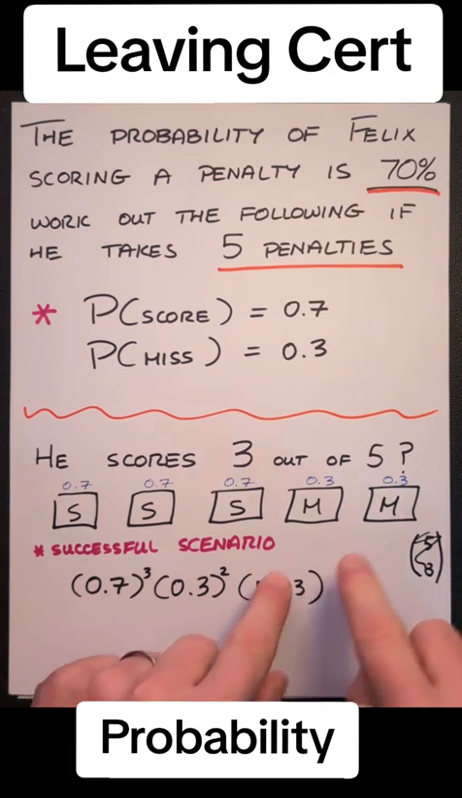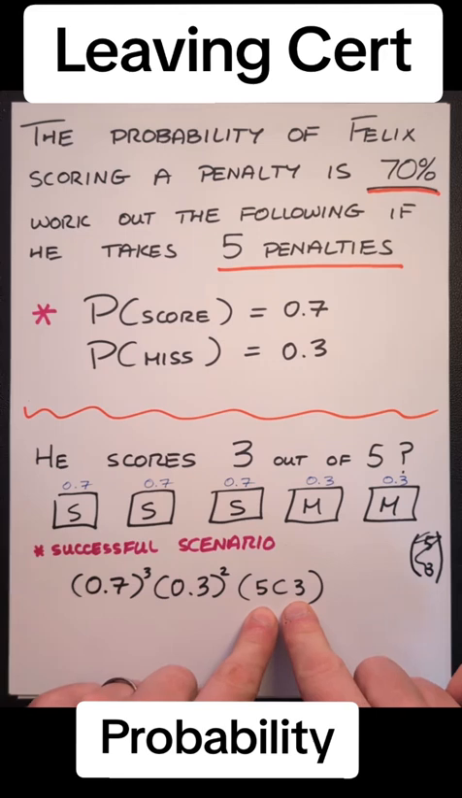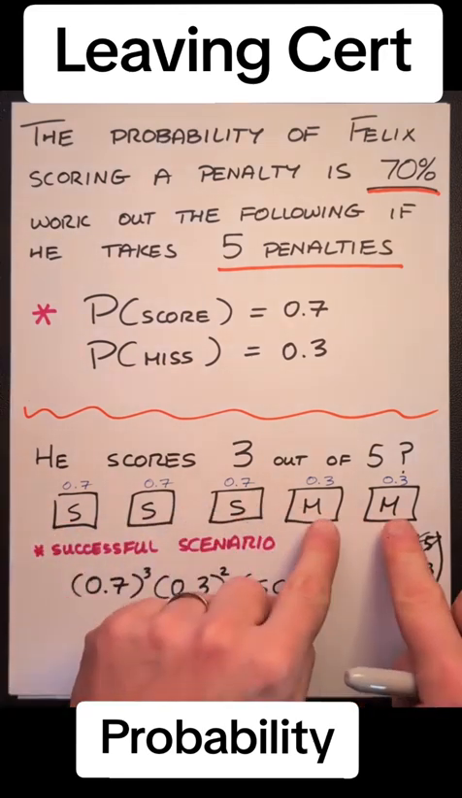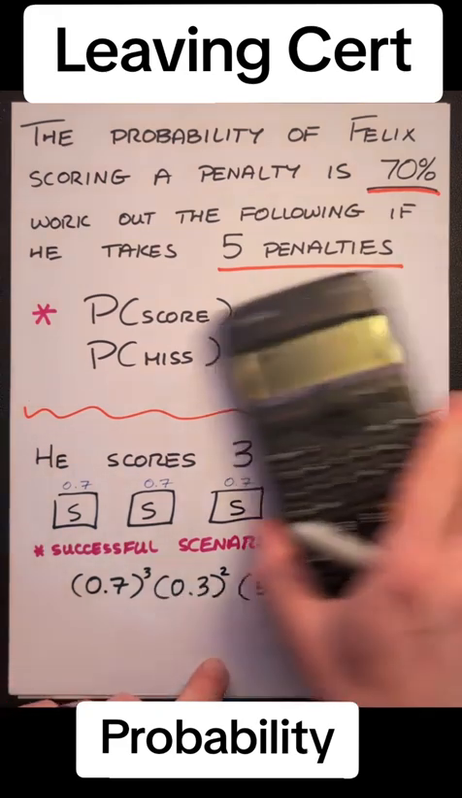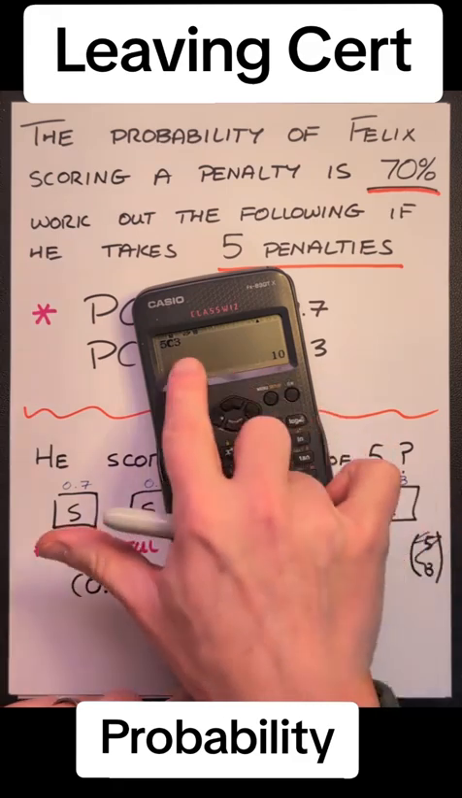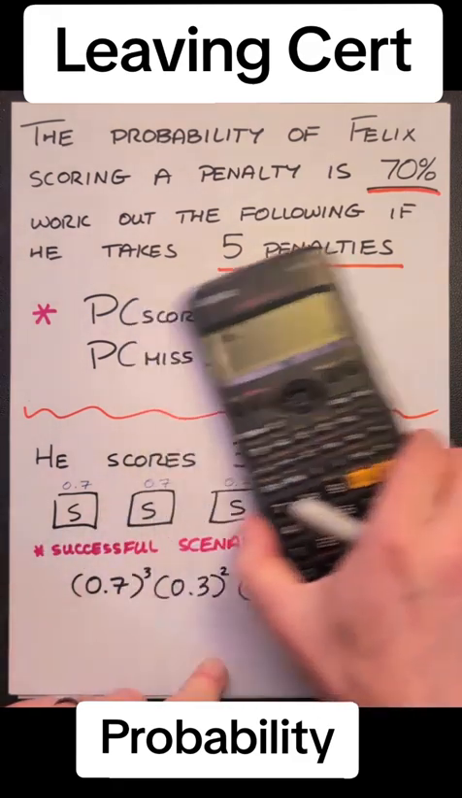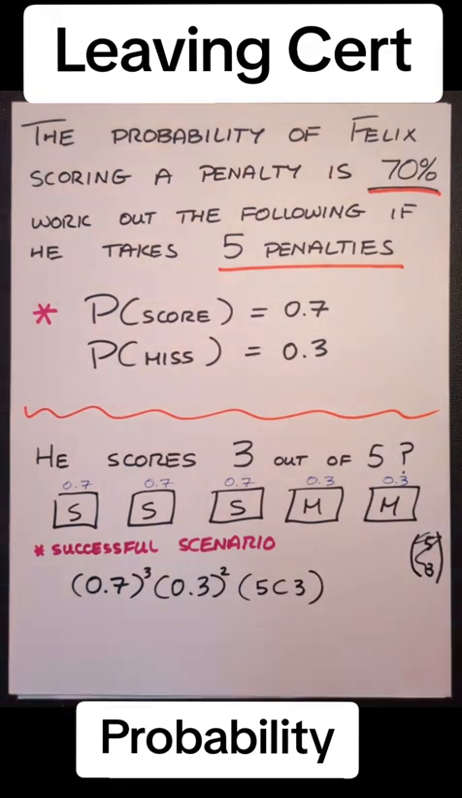It's also worth noting that 5 choose 3 is actually the same as 5 choose 2, because rearranging these 3 scores is the same as rearranging these 2 misses. So if I show you, 5 choose 3 is equal to 10. If I did 5 choose 2, I would also get 10. That might be something you've heard of in class already.